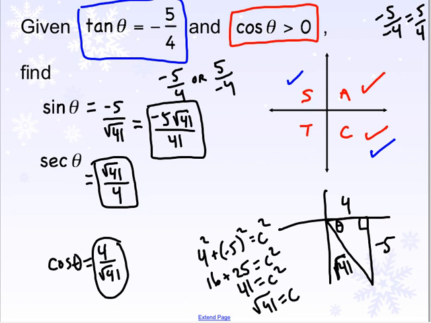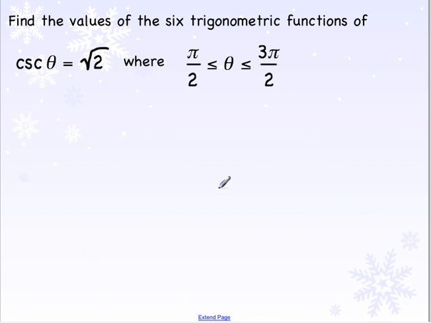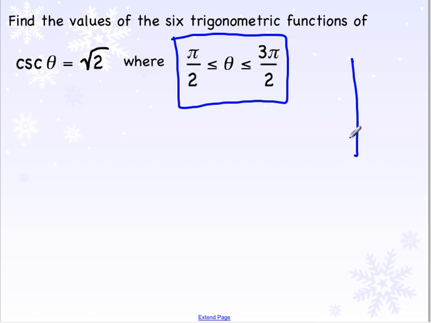Okay? In this problem, we are given some slightly different information. We're given cosecant, and then we're told this right here. What's that all about? Well, on a graph, here's pi over 2, and here's 3 pi over 2, like on your unit circle. We're supposed to be between those two. So, you know how everything goes counterclockwise? So that means we're between the two. So we're in quadrant 2 or quadrant 3.